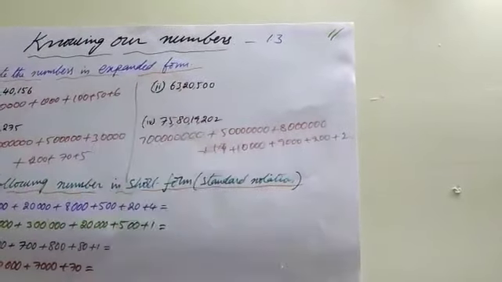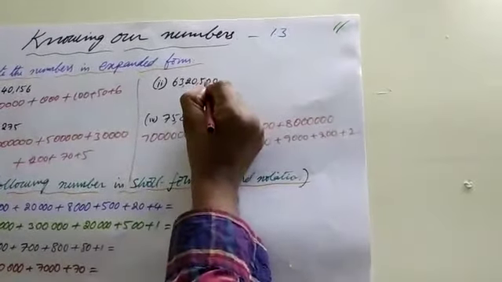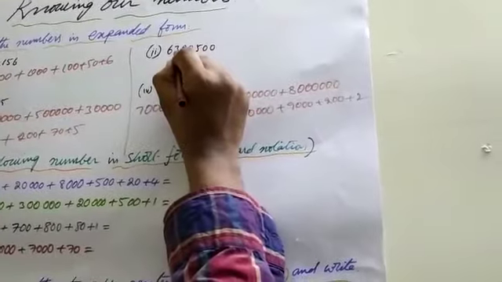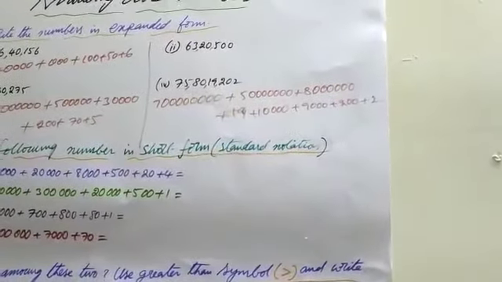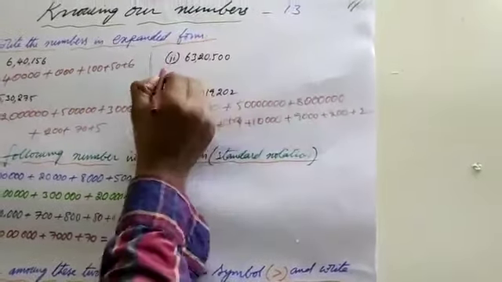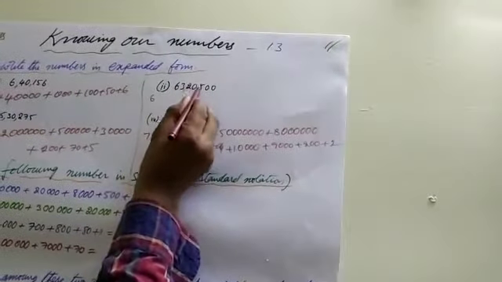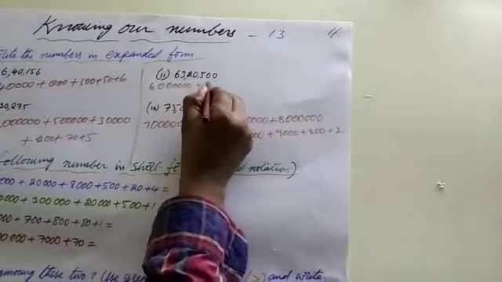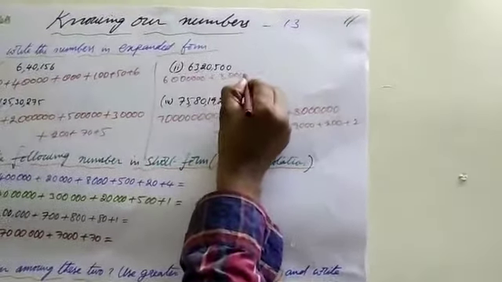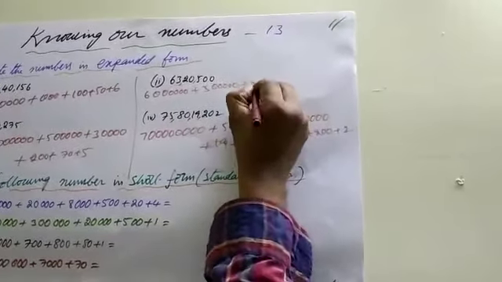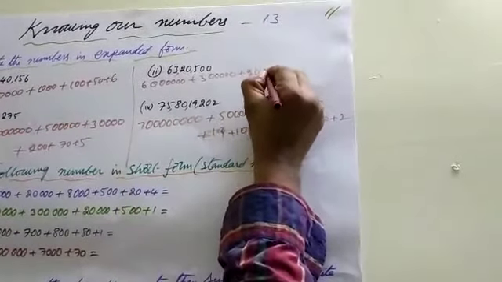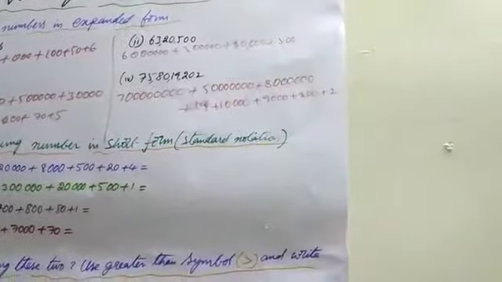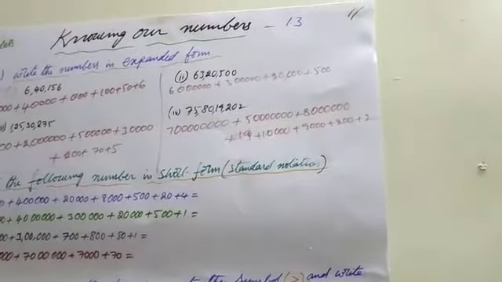Therefore, ones, tens, hundreds, thousands, ten thousands, lakh, 1 lakh, 10 lakhs. Therefore, 63 lakhs: 6, then 1, 2, 3, 4, 5, 6 zeros, plus 3 after 5 zeros, plus 20,000, plus 500.